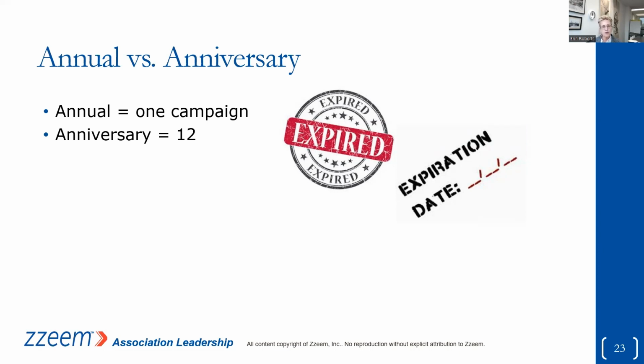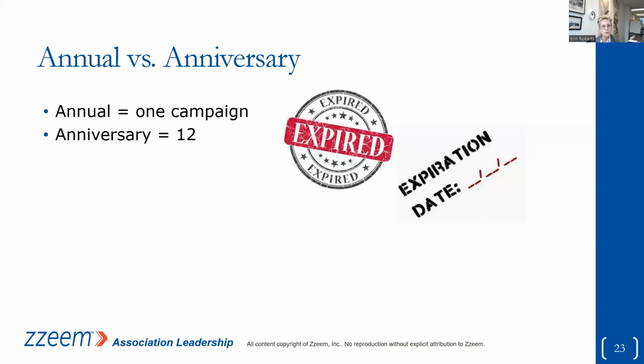If you've got anniversary renewals, it means this is going on throughout the entire year. And I really find it's much harder to track your metrics and also to get people involved and engaged in the process if you're doing it throughout the entire year. So just something to think about. There are ways to transition relatively easily from anniversary to annual. It's not a big deal. But just think about it.